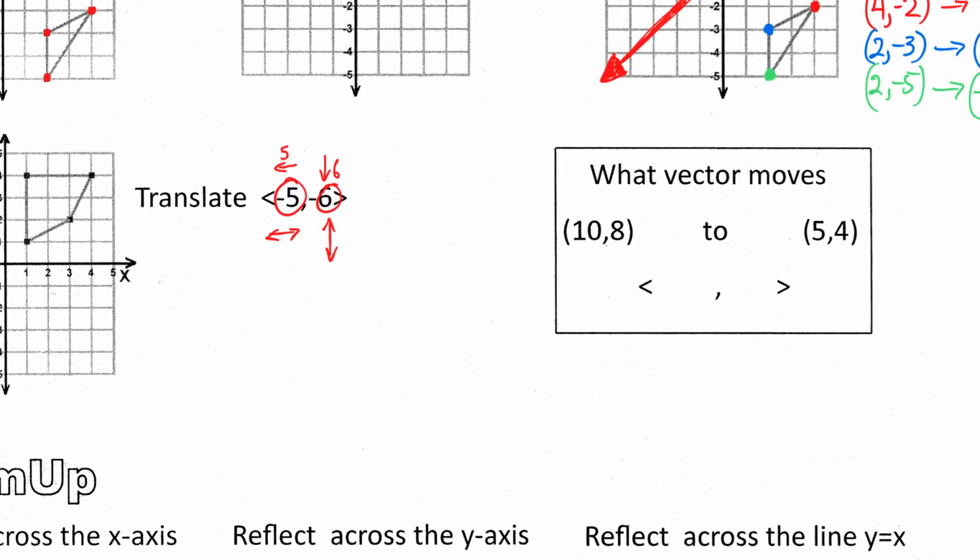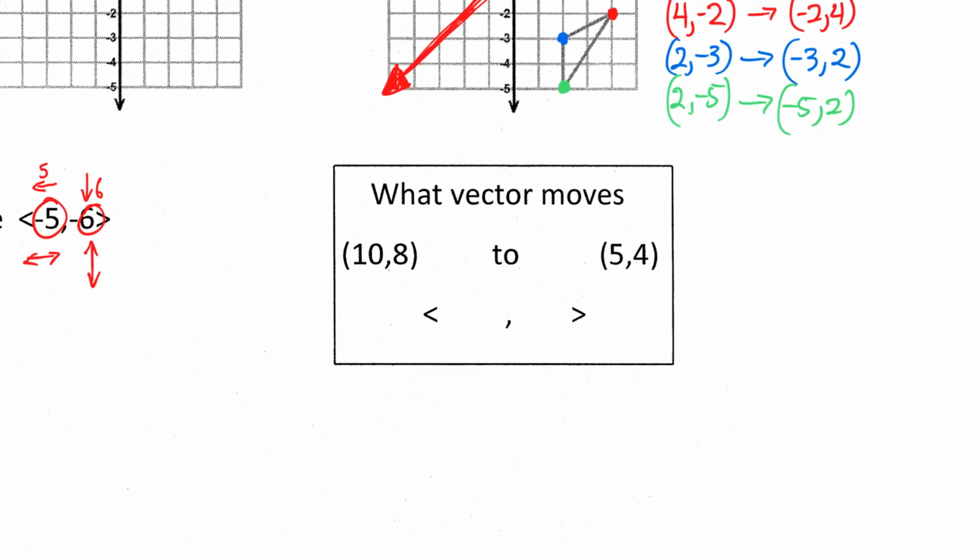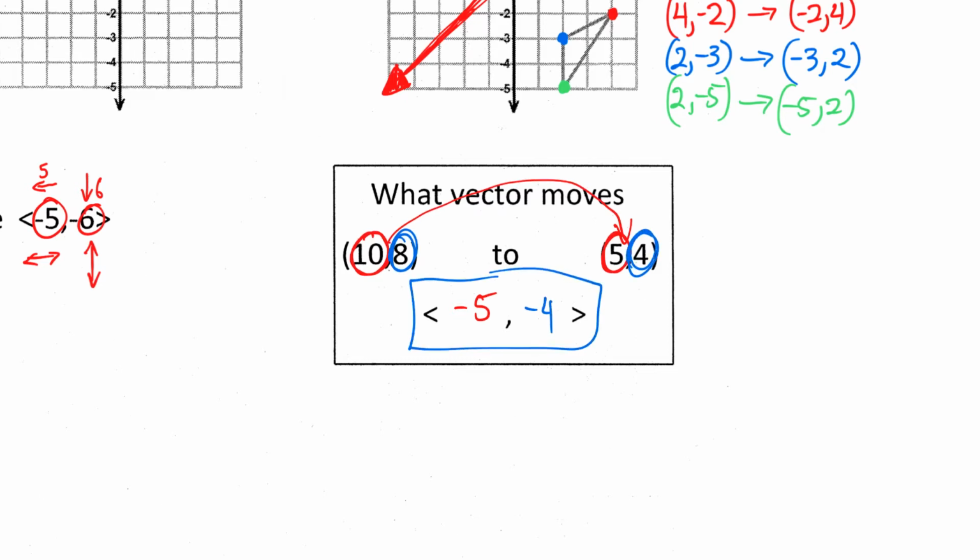Okay. On this one, we're going from the point 10, 8, and we're moving to the point 5, 4. So what vector moves us from 10, 8 to 5, 4? Negative 5, negative 4. Okay, good. How do you get from 10 to 5? Subtract 5. How do you get from 8 to 4? Subtract 4. Okay, so that's it. Very simple.